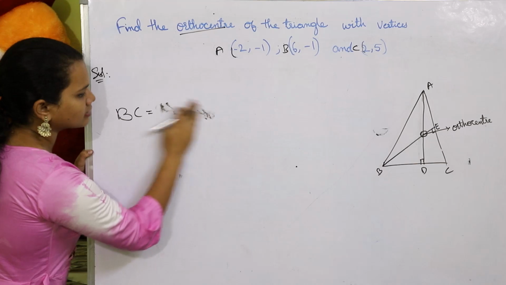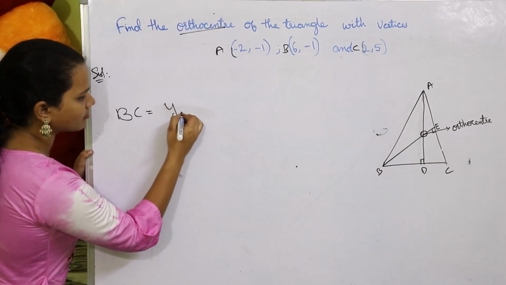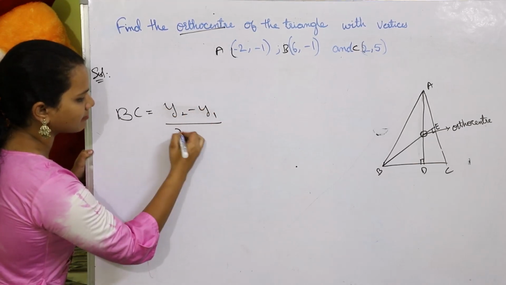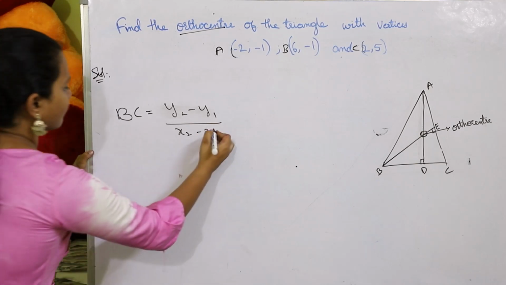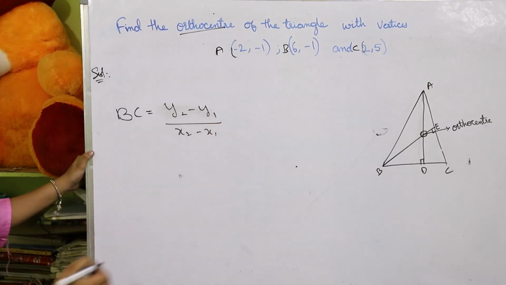Where slope formula is what? y2 minus y1 by x2 minus x1. Okay, y2 minus y1 by x2 minus x1. Let's find out the slope for BC, where slope formula is y2 minus y1 by x2 minus x1.